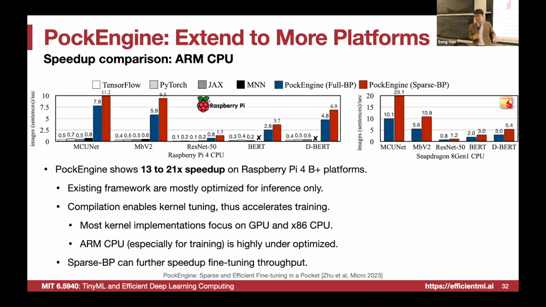And this is the result on the ARM CPU, the Raspberry Pi, and also the Qualcomm mobile CPU. We observe about 13 to 20x speedup on the Raspberry Pi platform, since existing frameworks are mostly optimized for inference only. And compilation enables kernel tuning and can accelerate training. Most kernel implementations these days focus on GPU and x86 CPU, but ARM-based CPU for training is highly under-optimized. And also the sparse BP can further speed up the fine-tuning throughput.